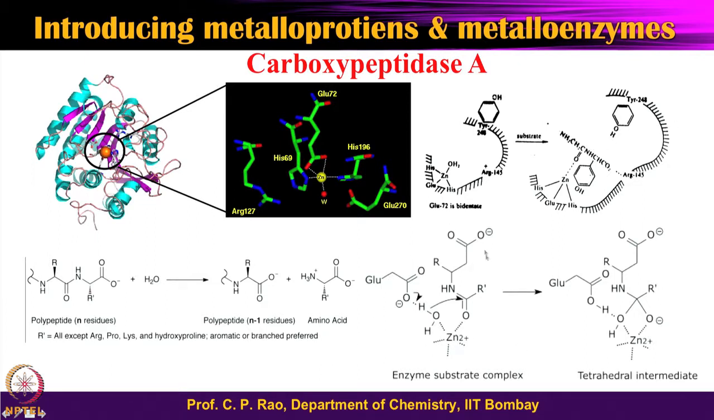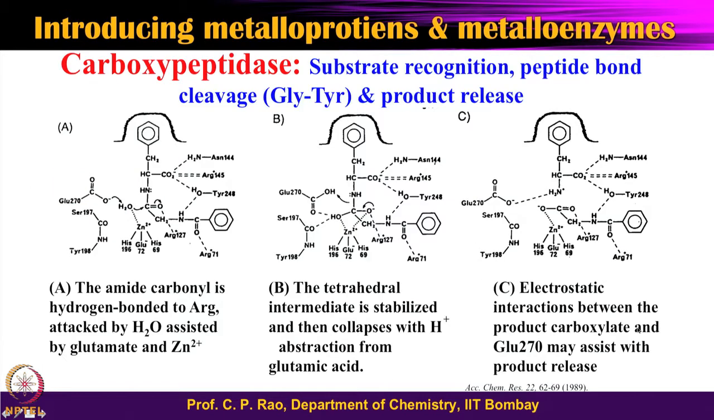Okay. And another way of understanding this is that the zinc with the water can be easily converted by the neighboring glutamate into hydroxide. This hydroxide can attack the peptide bond and thereby form an intermediate, which is a 4 membered intermediate, just like the one which we have seen in the previous case for the hydration of carbon dioxide.